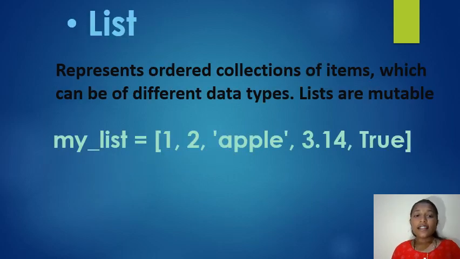Next is list. List represents an ordered collection of items which can be of different data types, and it is mutable. For example, my_list is equal to square bracket 1, 2, apple, 3.14 and true. You can see all the data type values in a list. For example, 1 is a data type of int, apple is a data type of string, 3.14 is the data type of float, and True is the data type of boolean.